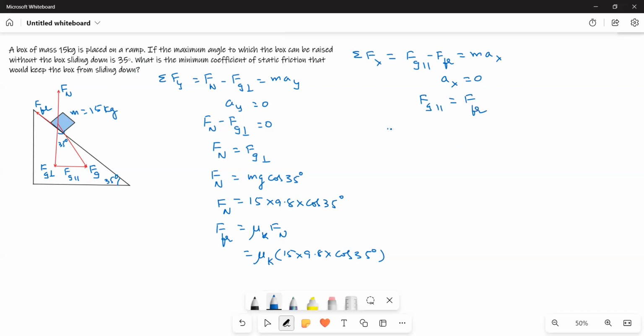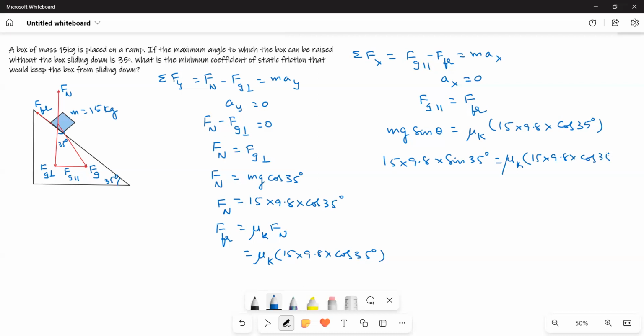And Fg parallel is mg sine theta. That is equal to, here, this is mu k times 15 into 9.8 into cos 35 degrees. Okay, so same thing I will write here. 15 into 9.8 into sine 35 degrees is equal to mu k times 15 into 9.8 into cos 35 degrees.